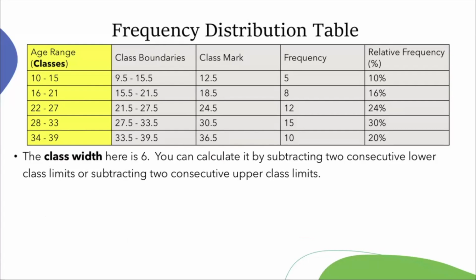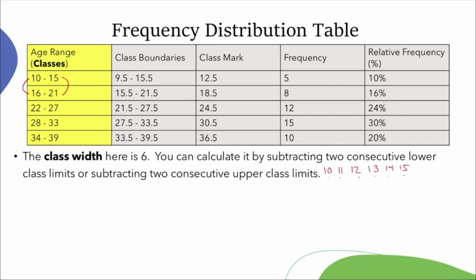And you can calculate it by subtracting 2 consecutive lower class limits or consecutive upper class limits. So for example, if you take 16 minus 10, you get 6. If you take 21 minus 15, you get 6. And the reason why the class width is 6 is because if you list all the values from the lower class limit to the upper class limit, so 10, 11, 12, 13, 14, 15, and count them, 1, 2, 3, 4, 5, 6. It spans 6 values. So the class width is 6.